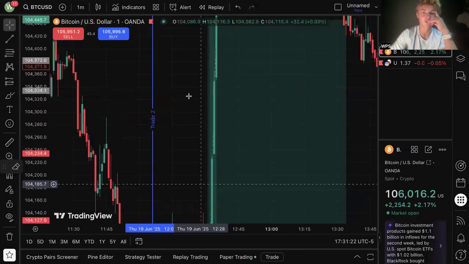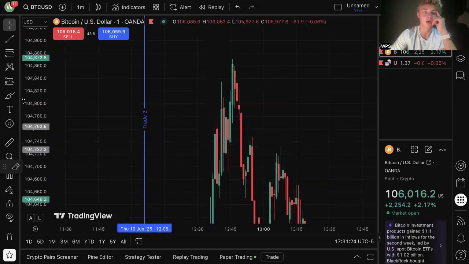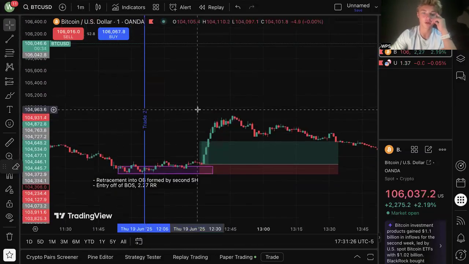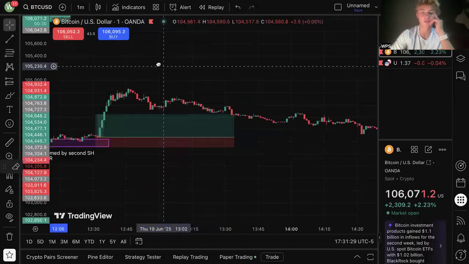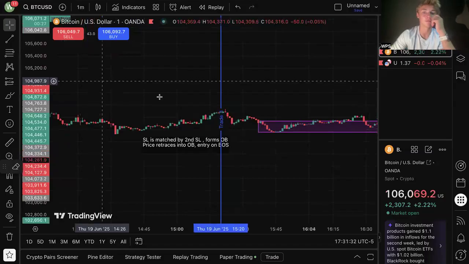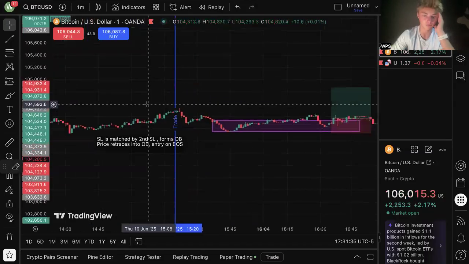But as soon as price breaks structure to the upside here, I'm in. Again, that's the one thing I need to work on, which is finding a more ideal entry and then taking bigger take profits.